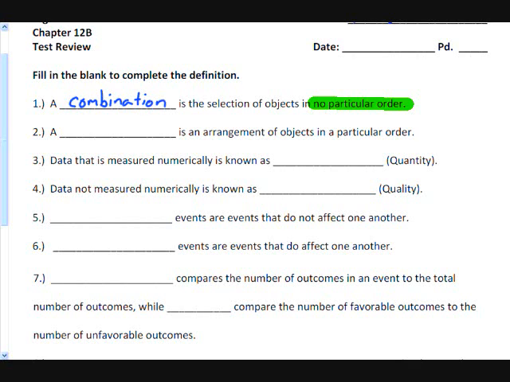Okay. For the next one, it says a blank is an arrangement of objects in a particular order. And when order does matter, when we are looking at things in a particular order, and a key word is arrangements, and it is in a particular order, when order does matter, we use what's called a permutation.